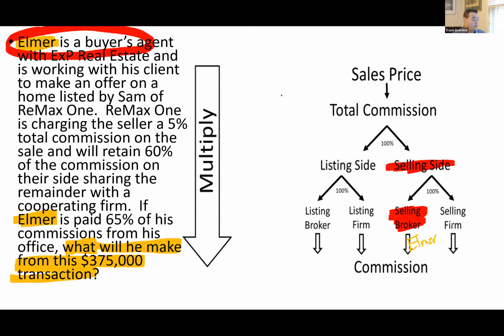Right? That's where the buyer's agents are. And it says he works for EXP Real Estate, so I'm going to put EXP here. They're the selling firm. And he's working with his client to make an offer on a home listed by Sam of RE/MAX 1. Well, it says listed by Sam. So here's Sam. And here's his office, RE/MAX 1. I'm just going to put RE/MAX.